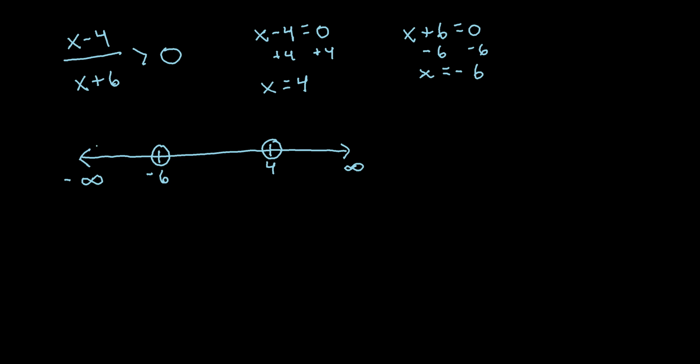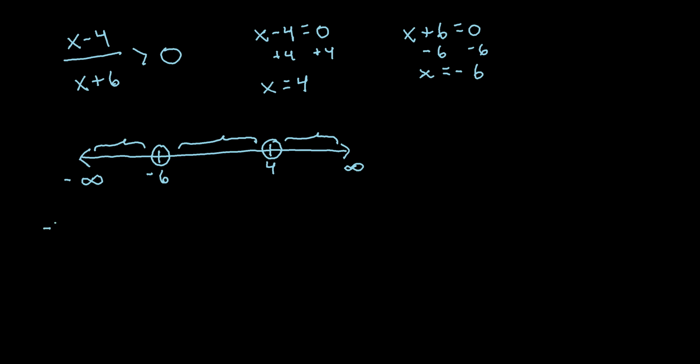So once again, we've got these 3 regions. We have one that ranges from negative infinity to negative 6. This region ranges from negative 6 to positive 4. And this region ranges from 4 to positive infinity. So we want to pick a number in each region and plug it into the original expression and see if it's true. So for this one, let's pick a negative 7.